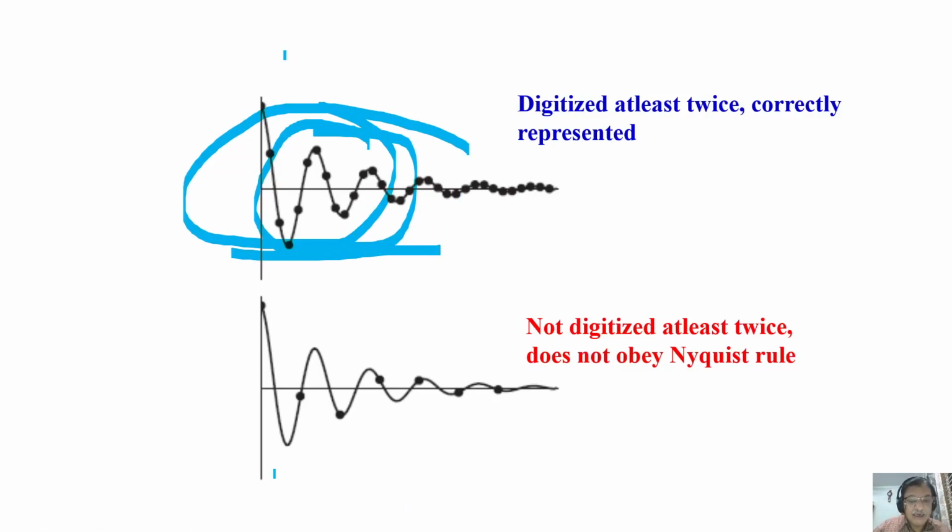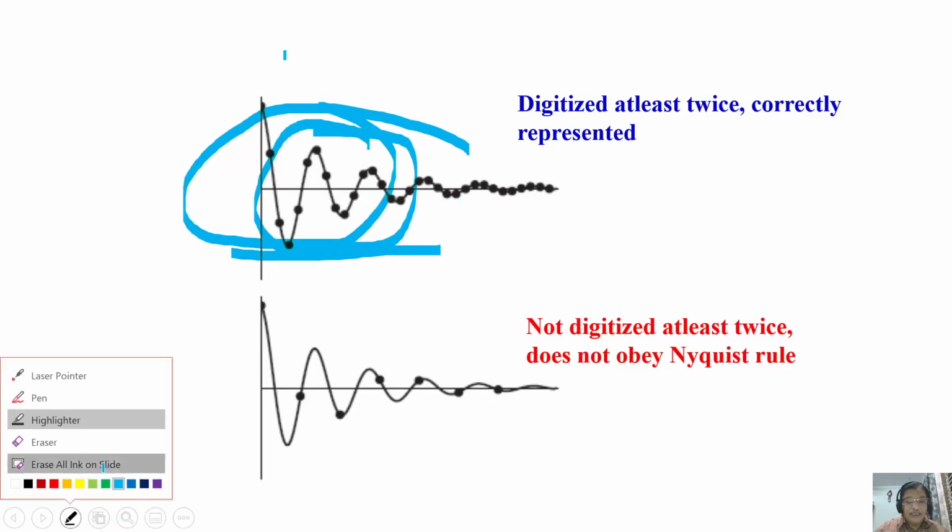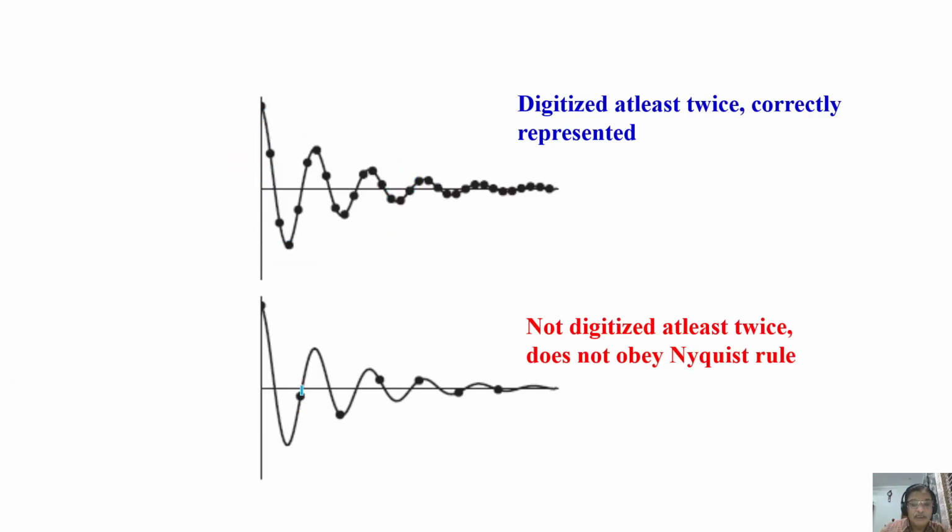On the other hand, look at the free induction decay at the bottom here. There is 1 point here and 1 point here and 1 point. So this frequency is not well characterized. At least there must be 2 points for each frequency, but it is not there. So it is not digitized at least twice and does not obey the Nyquist rule.